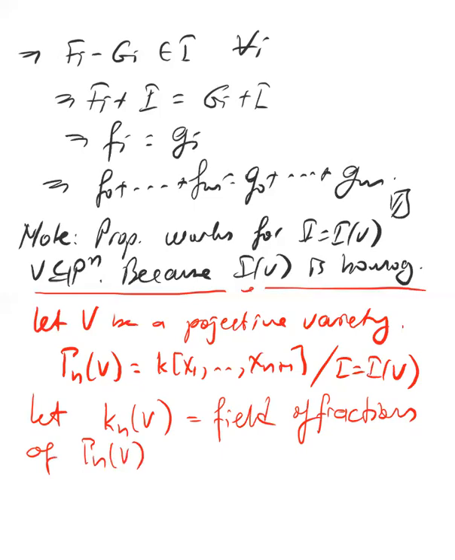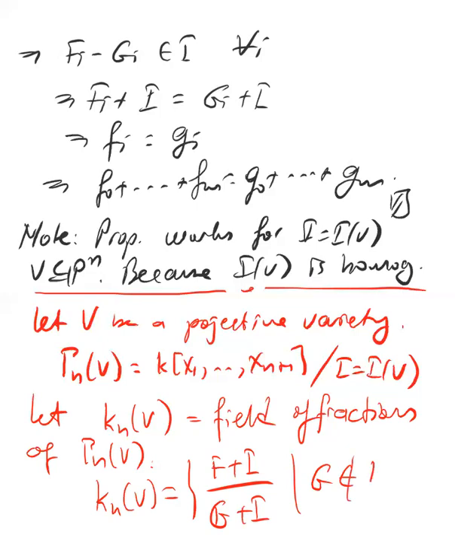So namely, this K(V) is, remember, you look at the left cosets of I, you take the formal sums, where the denominator is not 0, G is not in I, right? Okay, that's the field of fractions of gamma(V). Next page.